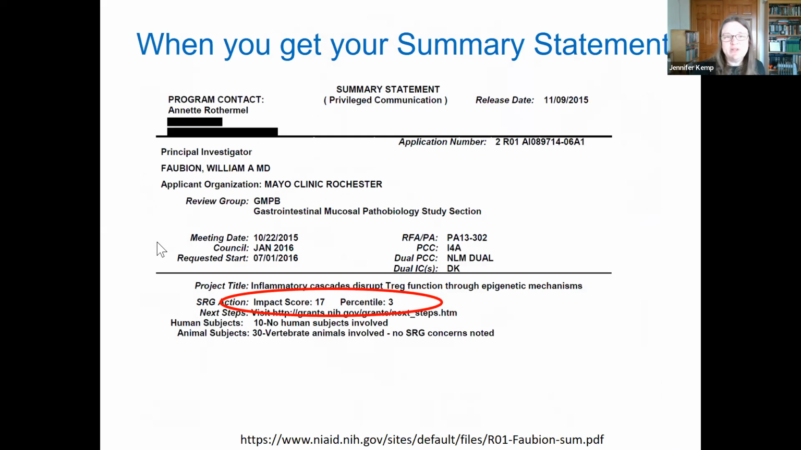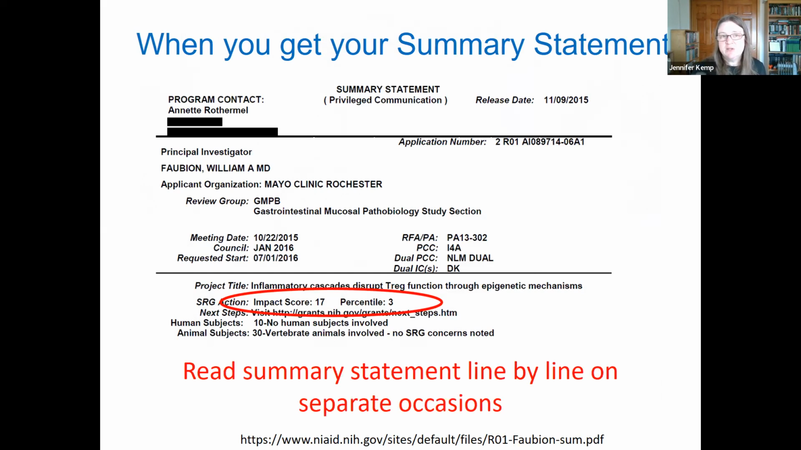So when you get your summary statement, hopefully you'll have a result like this and you won't have to resubmit, but usually you won't. And you will have to decide whether to resubmit. So when you get your summary statement, my advice to you is to read it really closely, line by line. Do this on separate occasions. So really take some time to digest and just kind of sit on what the reviewers are telling you. Take some time to listen to them and process before you really decide what to do.